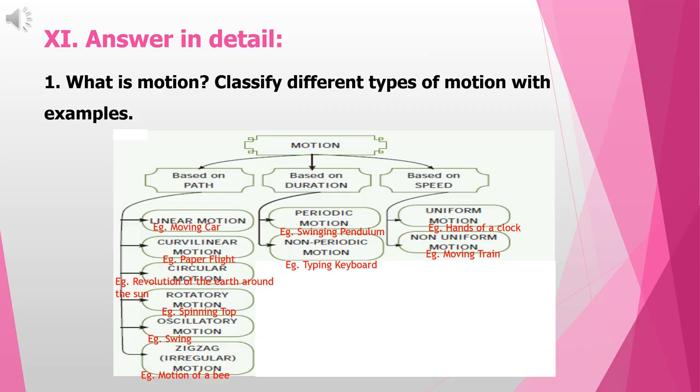Based on duration, periodic motion, example swinging pendulum. Non-periodic motion, example typing keyboard. Based on speed, there are 2 types, uniform motion and non-uniform motion. Uniform motion, the speed is same, example hands of a clock. Non-uniform motion, the speed is different, it is not same, example moving train. Up to that you mark for detail 1.